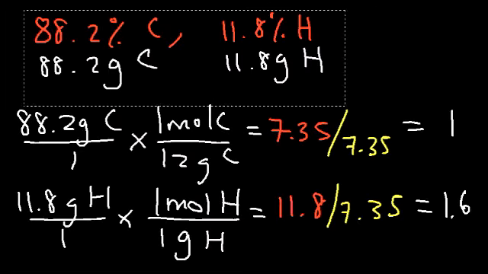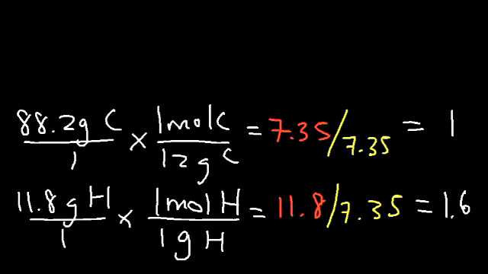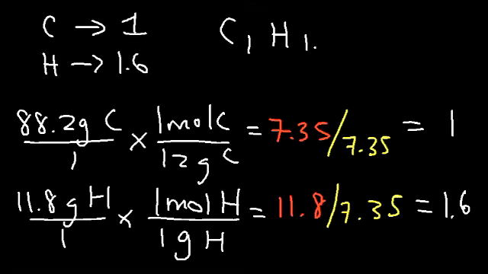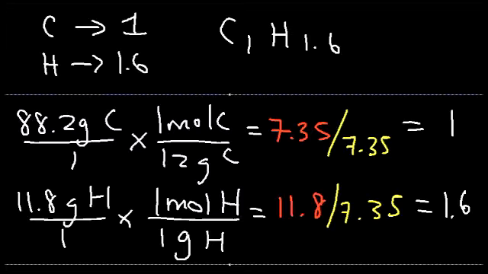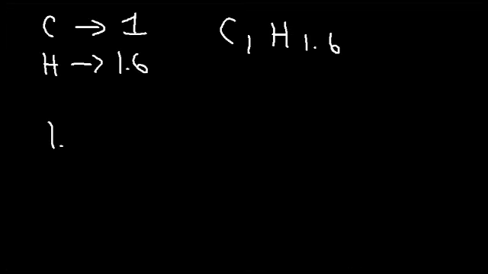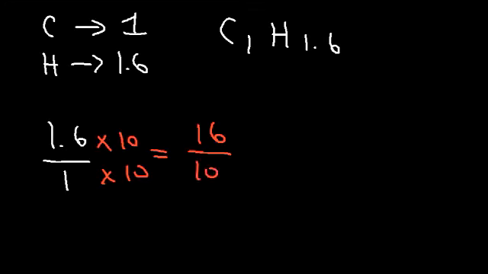So we don't have a whole number here, so what should we do? For carbon, it's 1, and for hydrogen, it's 1.6. So if we write the formula, it's C1H1.6. Now, 1.6 over 1, if we multiply the top and the bottom by 10, this is the same as 16 over 10. And then see if you can reduce the fraction. If we divide by 2, this is 8 over 5.